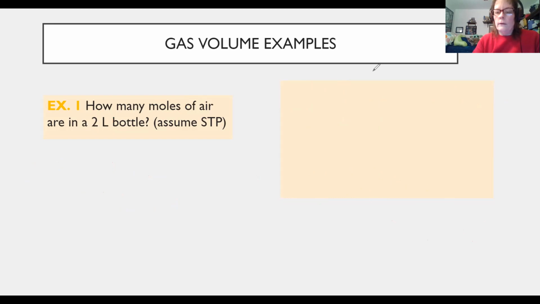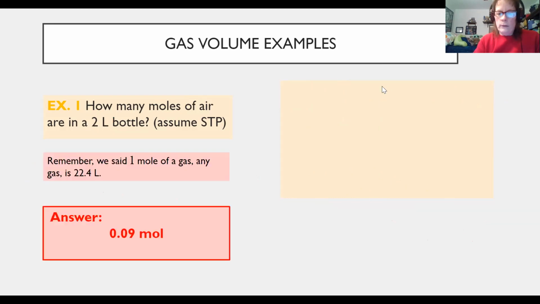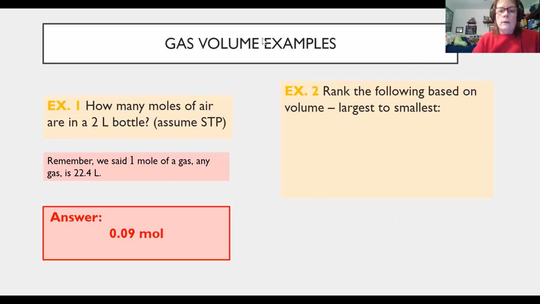All right, let's take a look at our next one. Get my annotation tools back. There we go. All right, this one says rank the following based on volume from largest to smallest. Oh wait, I guess I need to get the ranking up there.